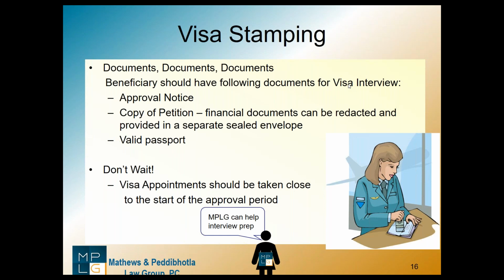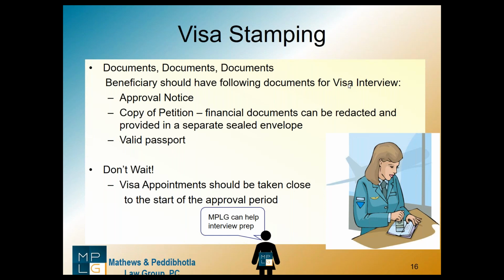Once they are approved, this is extremely important and something we've been seeing across the board in the last year: if the person gets an approval in, let's say, August, don't wait for the visa appointment. They should be going close to the start of the approval period. So let me give you an example. We've seen situations where a person might get a cap approval and then they'll go for stamping a year later. It used to get through in the past. It's not getting through anymore.